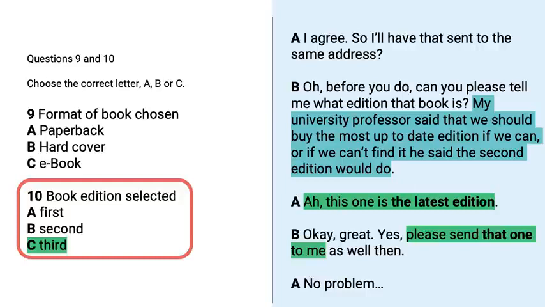Okay, question 10 says, book edition selected first, second, or third. In the transcript, the speaker says, my university professor said that we should buy the most up-to-date edition. What's the most up-to-date edition there? First, second, or third? Must be third if we can. Or if we can't find it, he said the second edition would do. So there's a distractor. Then the other speaker says, this one is the latest edition. Then the speaker says, okay, great. Yes, please send that one to me.